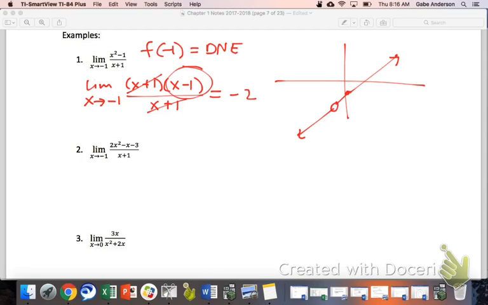Anytime you cancel out a factor, it actually creates a hole in whatever graph remains. Okay? So we can see that what happens here is that f of negative 1 doesn't exist, because we can't pretend that that x plus 1 was never there, because it was there. But the pattern of behavior is still going to be based on that x minus 1 graph. From the left and the right, we're approaching negative 2.